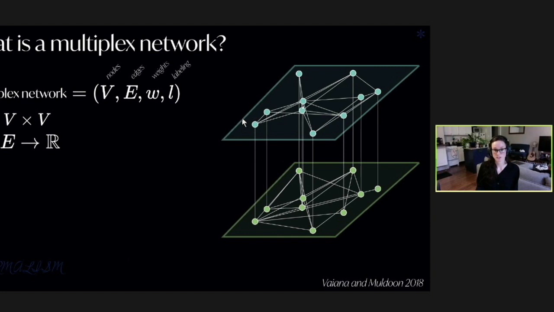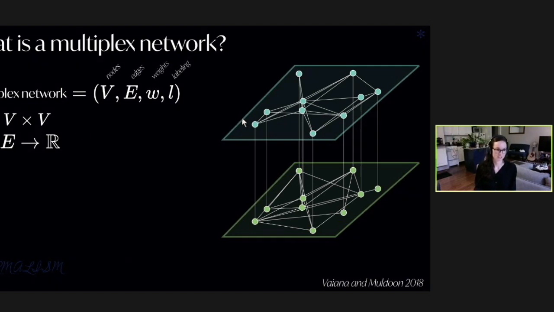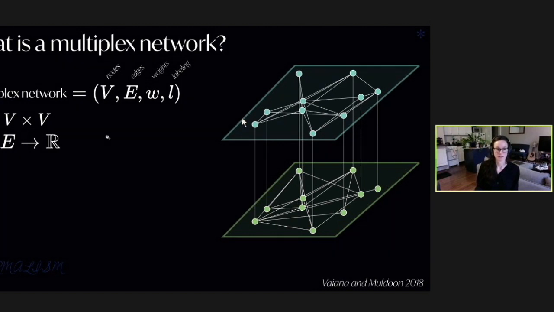So in particular, the vertices here are not just, well, there are 20 vertices here. It's every dot you see. So there are 10 that are colored green and 10 that are colored blue. Our weighting function is, again, from the edges to R, just as before. But then we have this labeling function L.